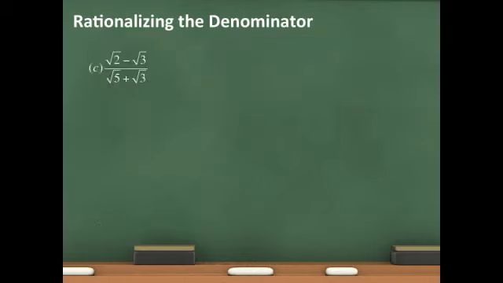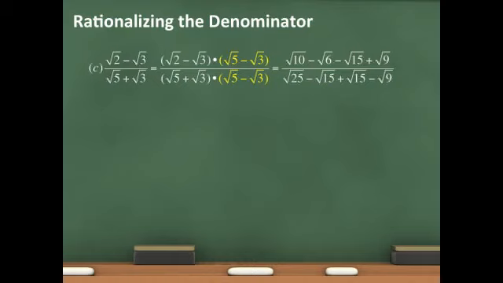In part C, we have the binomial square root of 2 minus the square root of 3 over the binomial square root of 5 plus the square root of 3. This time we have binomials containing radicals in both the numerator and denominator. However, we are only concerned with binomials in the denominator which contain radicals. We begin by multiplying both the numerator and denominator by the conjugate, the square root of 5 minus the square root of 3. Again, we use the distributive property to multiply in both the numerator and denominator.